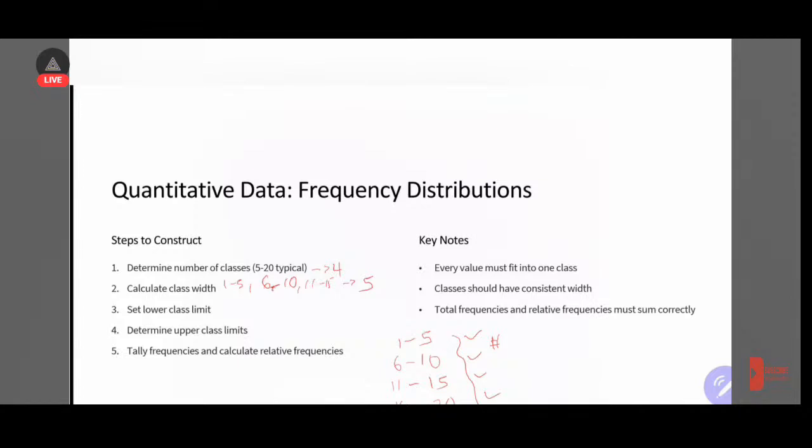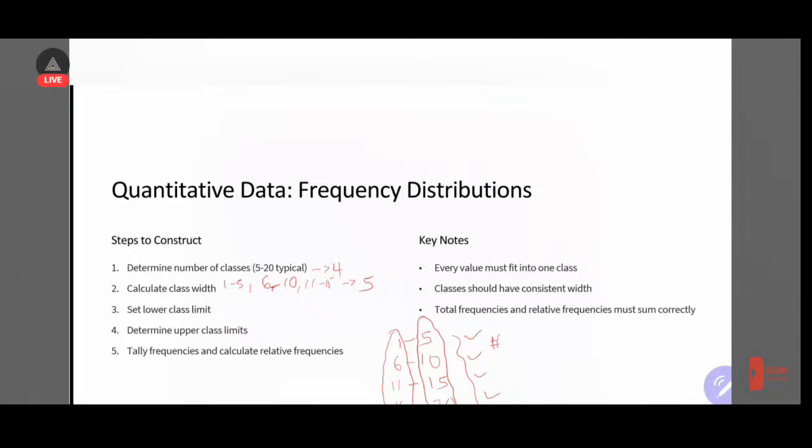Okay. Now, we set the lower limit. These are the lower limits, while these are the upper limits. Okay, 1 is the lower limit, 5 is the upper limit. And lastly, we tally the frequencies and calculate the relative frequency.